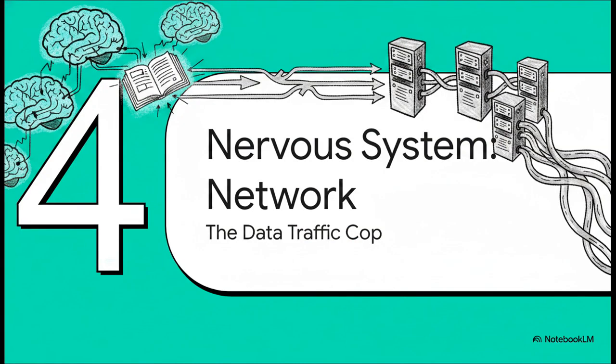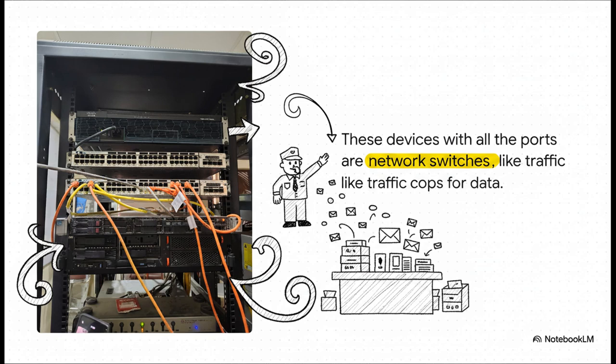Awesome. So we've got the brains and we've got the library. But how do they talk to each other? And more importantly, how do they talk to the rest of the world? For that, you need a nervous system, and that's the networking gear. And whoa, look at this thing. See these boxes, just covered in a dizzying number of ports and blinking lights?